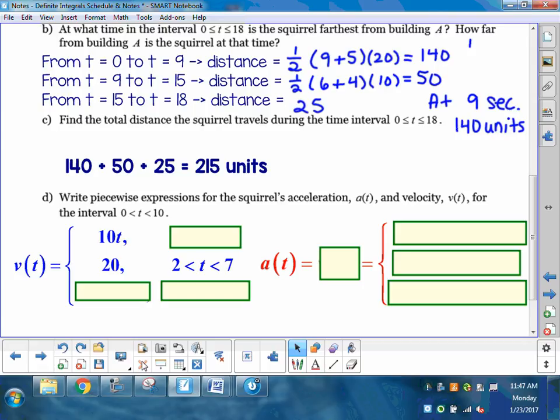Careful, and by the way, he's wrong. It's not 10x, it's 10t. Who can tell me how you know that? Seriously? No clues at all. What? Yeah, it's changing, and you take the slope, y equals mx plus b.